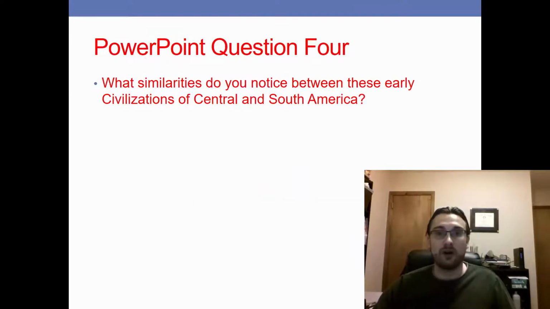Moving on to question number 4. What similarities do you notice between these early civilizations of Central and South America? And I thought that all of you pretty much did a very great job of answering this question, bringing up the idea that they all had the prevalence of pyramids, the influence and impact that the Olmec civilization had, the presence of ball courts and the ball court game, large religious warrior cultures. The presence of sacrifice was present in a lot of these cultures.